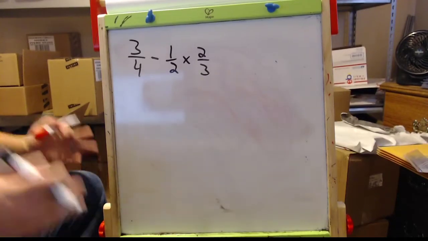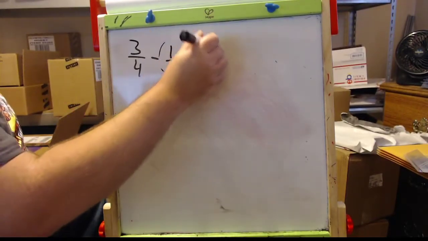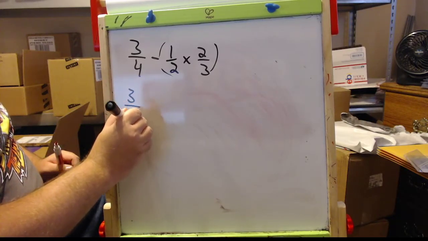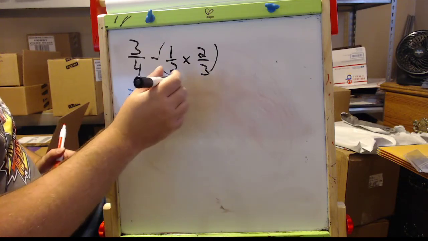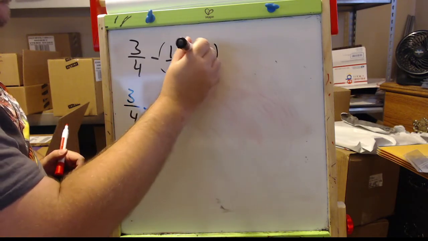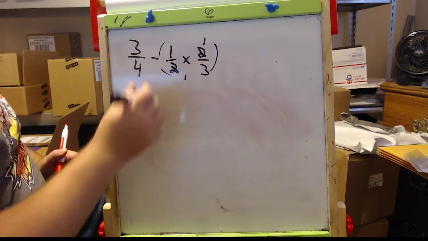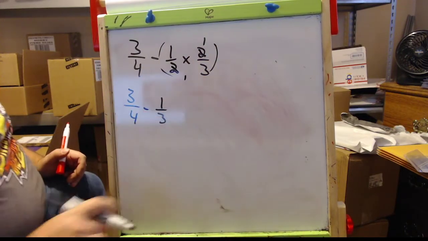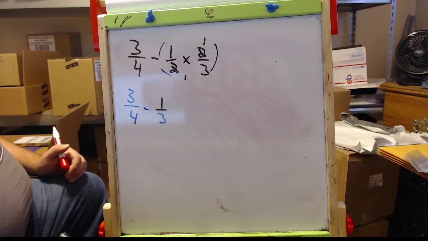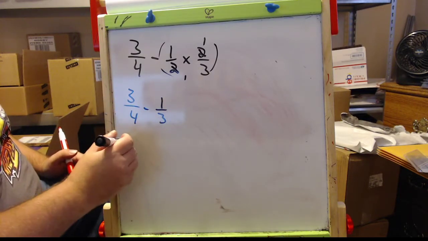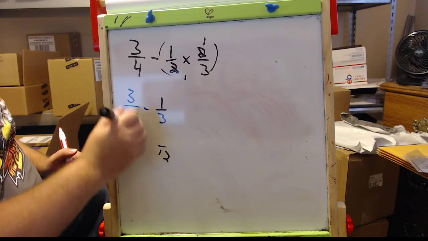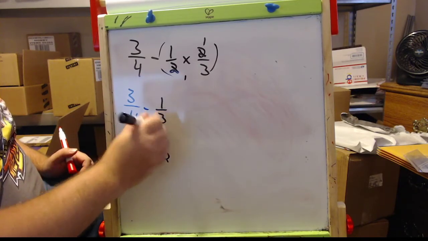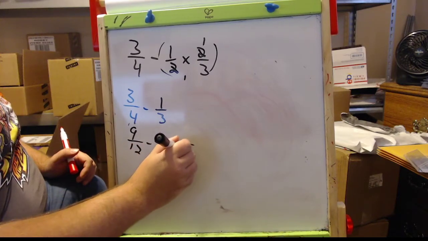what do we do? Follow your order of operations. First I'm going to do this, and then I'm going to subtract. So I got 3/4 minus, I got 1/2 times 2/3, which is going to be, this becomes a 1, that becomes a 1 if you want to do it that way, 1/3. Okay. What do I have to do now? I have to find my least common denominator, which is 12. 4 goes into 12 3 times. That'll be 9/12 minus 4/12, and our answer is 5/12.